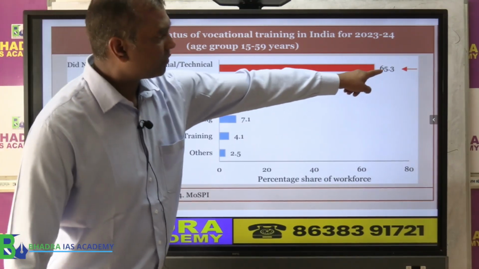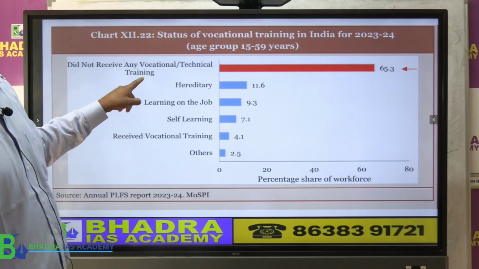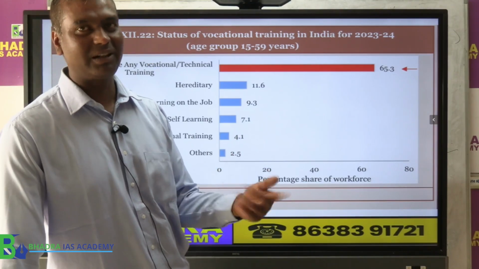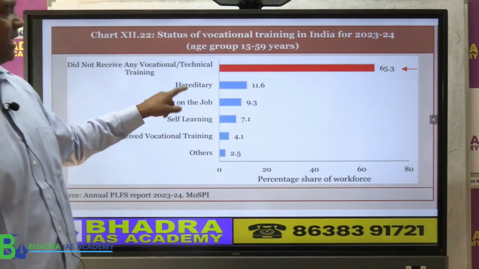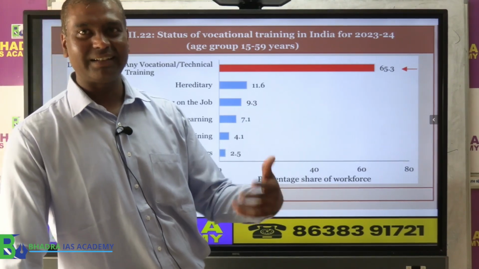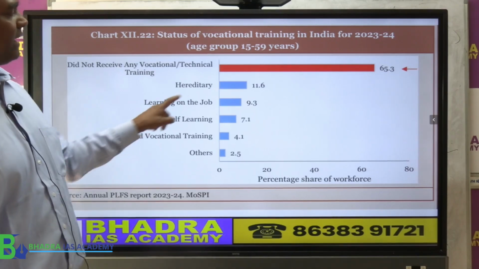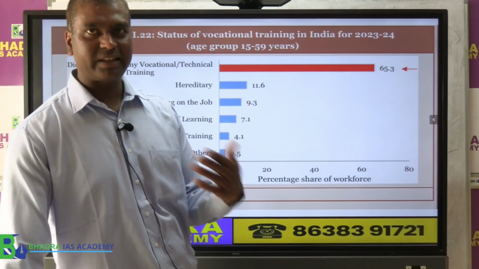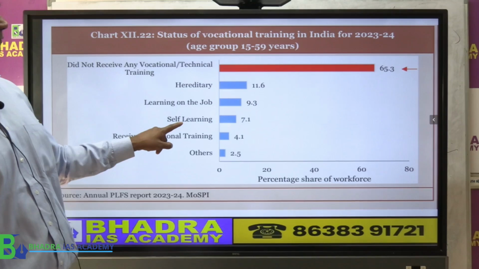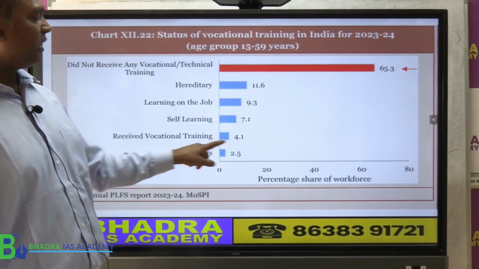65%, what you see here, 65% did not receive any training at all. That means they were not interested in going for any training, they just want some job. Hereditary, that means they got some training from the family business, family activity, whatever. Hereditary, we have 11.6%. Learning on the job, like once you take the job and keep learning about it, that is in training, 9%. Self-learning, we have 7.1%. Received proper training only 4%.